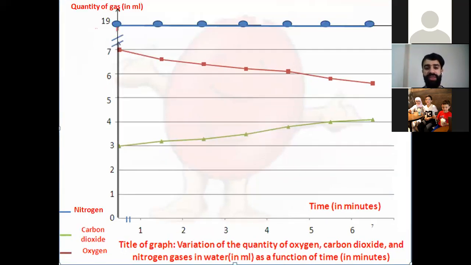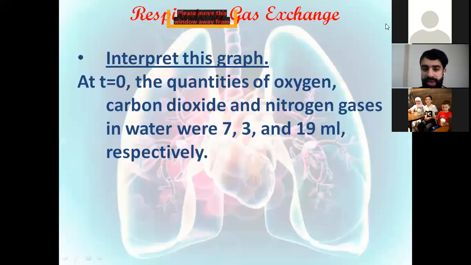So here we have this graph. The red one is for the oxygen, it's decreasing. The green one for the carbon dioxide is increasing, and the one that remains constant is for the nitrogen gas.